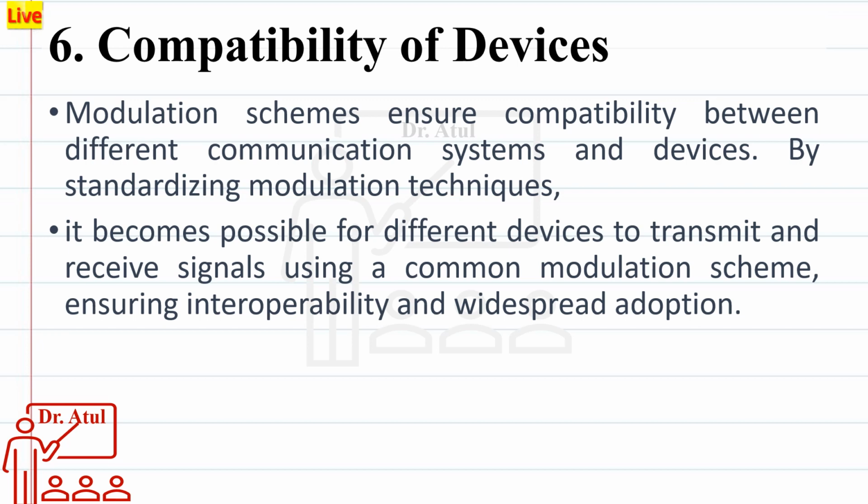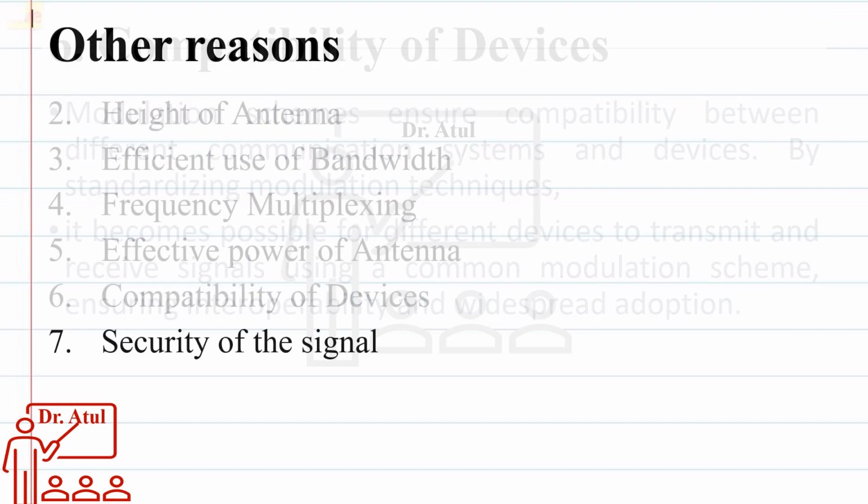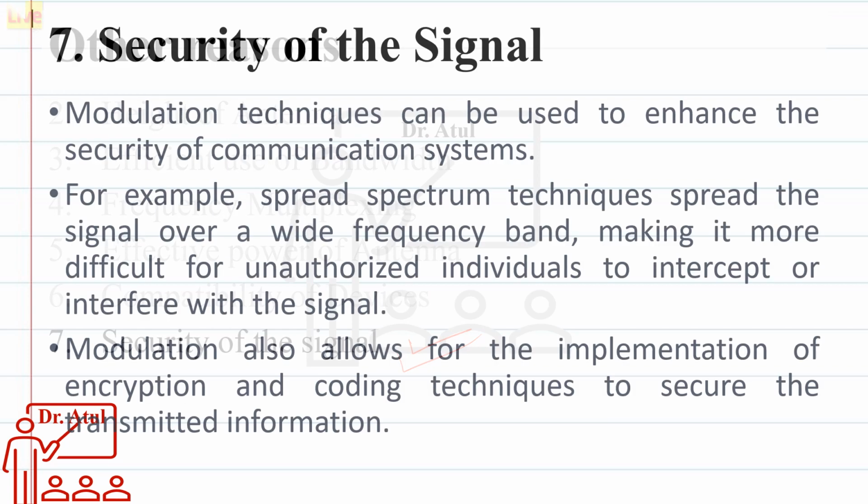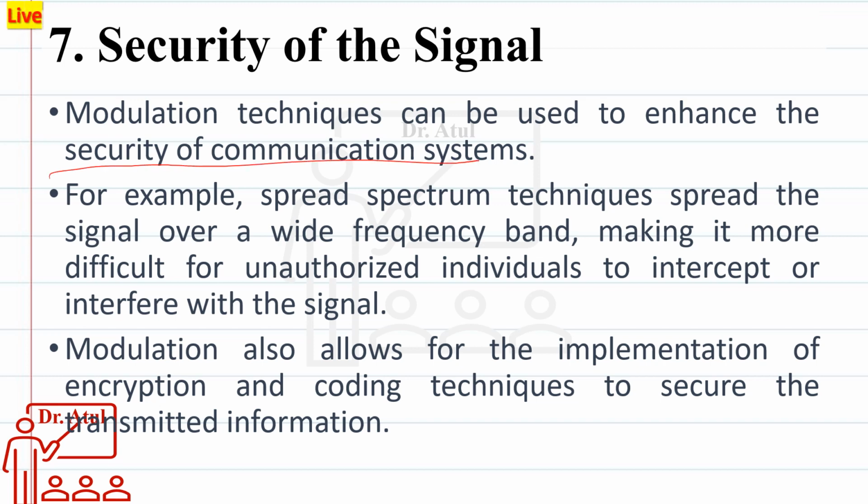Okay, the last advantage is security of the signal. The signal becomes secure because it is not the original signal that we are transmitting. We are transmitting a signal that is converted to a higher frequency. So the security is enhanced because this is not the original; this is now a hidden signal, a different form of the signal. That is the advantage.